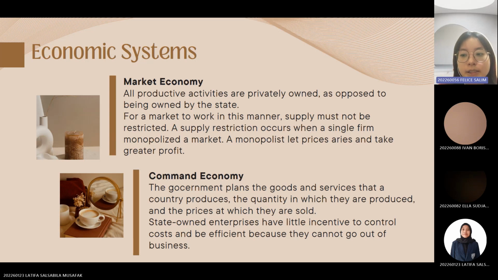But the downside is that the abolition of private ownership means there is no incentive for individuals to look for better ways to serve consumer needs, and it will lack dynamism and innovation. Examples of these countries are China, Cuba, Laos, and Vietnam.